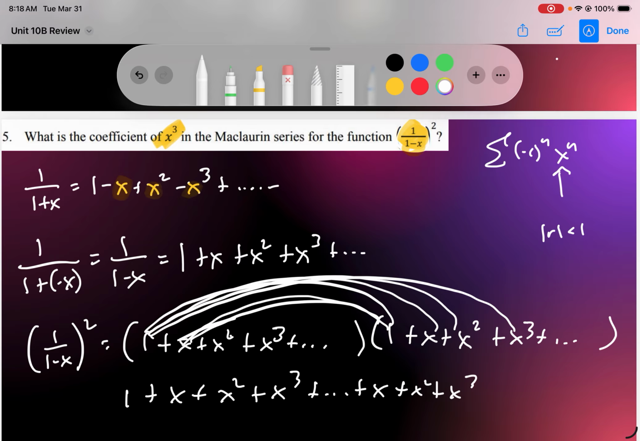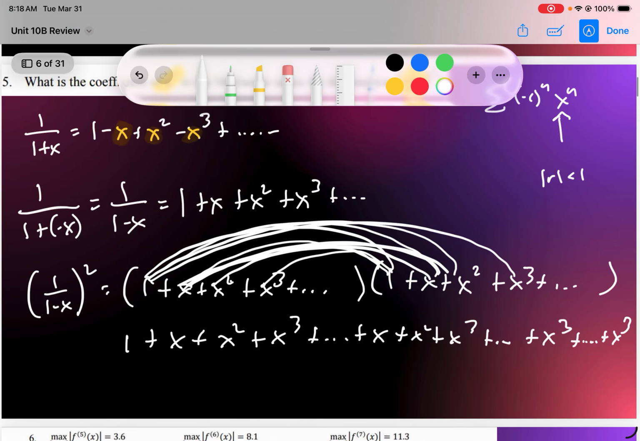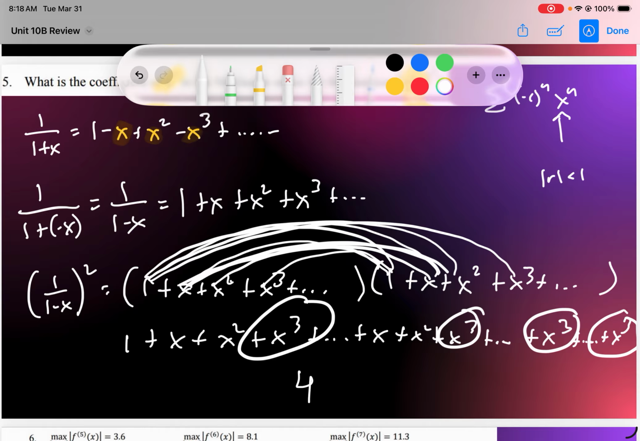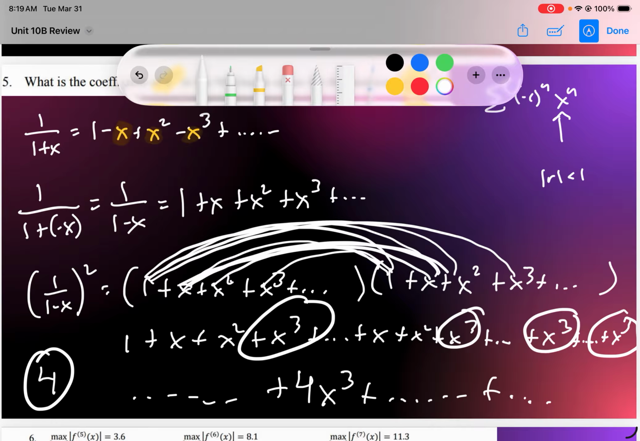So I multiply this all the way through, do 3 of those things. I only care about the x cubed. X squared times x, so plus dot, dot, dot, plus x cubed, and then the x cubed times 1 would be dot, dot, dot, all the stuff I don't care about, x cubed. And when I combine like terms, I see that there are 4 x cubed terms created. So this would be something, 4x cubed, something, don't care. All I care about is that the coefficient on x cubed is 4.